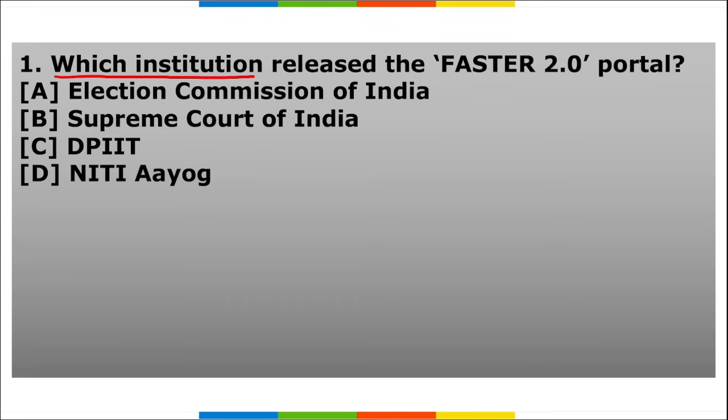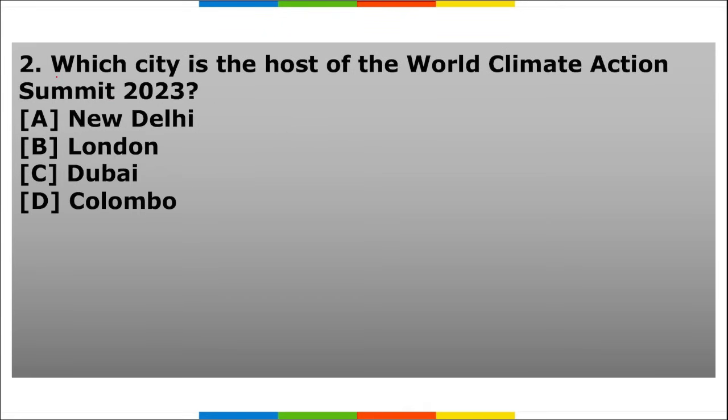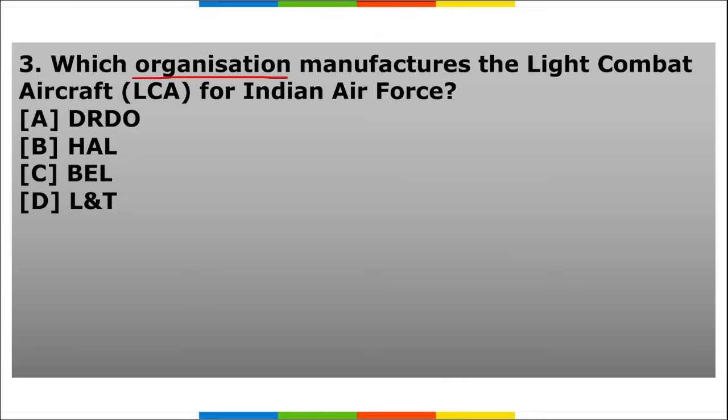Next is your homework section. First, which institution released the Faster 2.0 portal? Next, which city is the host of the World Climate Action Summit 2023? Third, which organization manufactures the light combat aircraft for the Indian Air Force? So these are your 3 homework questions, friends, and I want to see maximum participation from all the students watching this video.